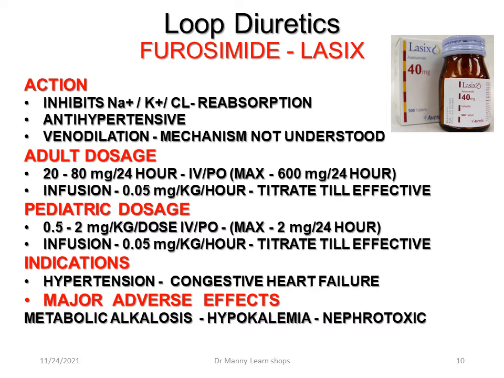The adult dose is typically 20 to 80 milligrams over a 24-hour period, but this depends on your organisational policy. The same applies to the paediatrics. The indications are for hypertension and congestive heart failure. Major adverse effects will be metabolic alkalosis because it gets rid of hydrochloric acid or hydrogen ions. It can cause hypokalemia and it can become nephrotoxic.